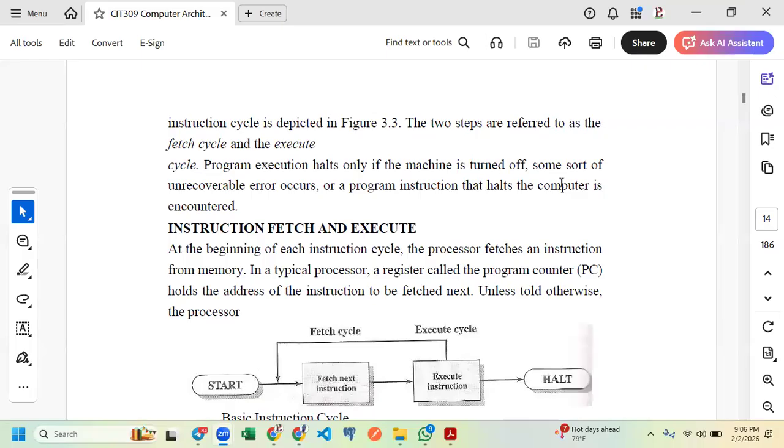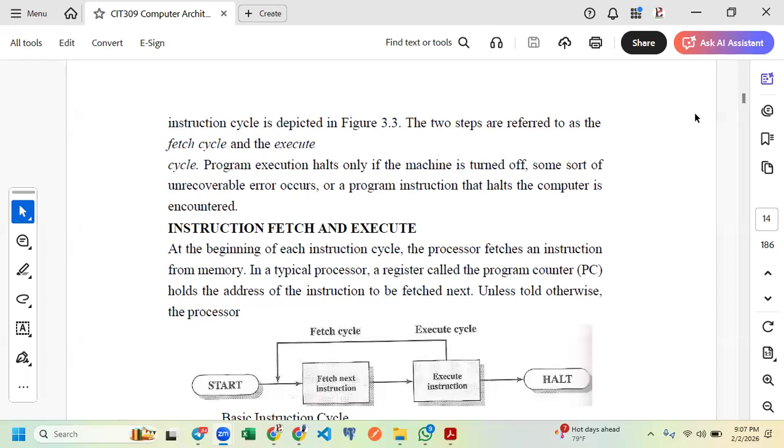The main, the computer hardware and software relationship. So that is it. So let's start from instruction fetch and execute. Instruction fetch and execute tonight.